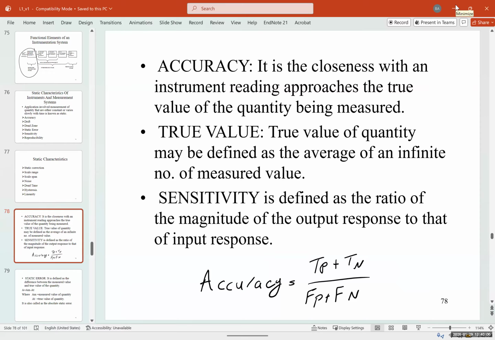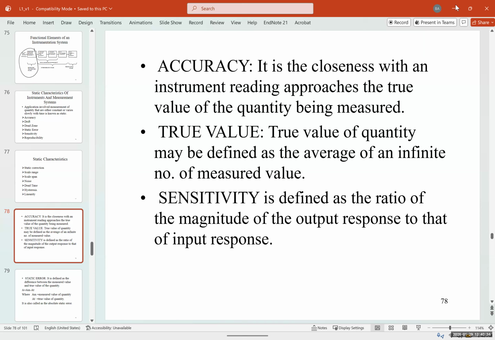Okay. Now the other thing that we have is called the true value. The true value of a quantity may be defined as the average of an infinite number of measured values. So the true value means the real value of that. For example, if someone has cancer, that's the example. But the problem in the real world is we can never know what the true value is because we have to measure it at some point. So a good way to know the true value is to measure something thousands of times, or an infinite number of times.